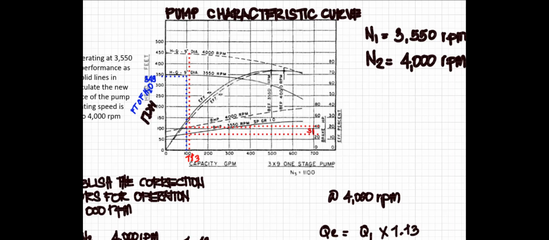So, usually, ito yung efficiency curve natin, no? Kita niyo yan. So, we have the solid line for the efficiency of a pump at 3,550 RPM. So, ito yung solid line na yan. Then, yung dotted line, the non-continuous line, that will be yung at the 4,000 RPM.